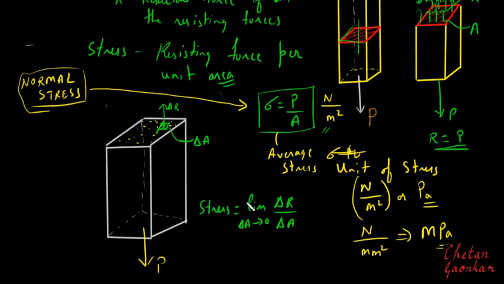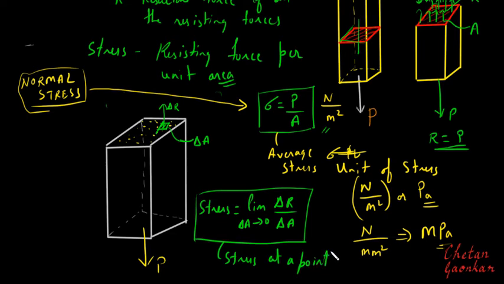All right, so what this expression means is that these are small quantities delta r and delta a, and as delta a tends to 0, that means this small area will become smaller and smaller as it is tending to 0. It is not equal to 0, let me remind you, it is tending to 0. That means it will converge to a point. So this is the actual definition of stress, that is stress at a point, and this is the definition of average stress.